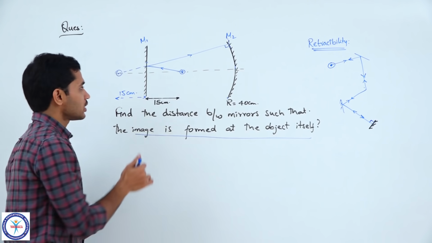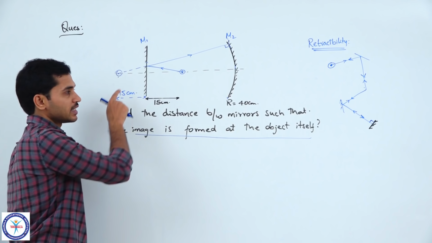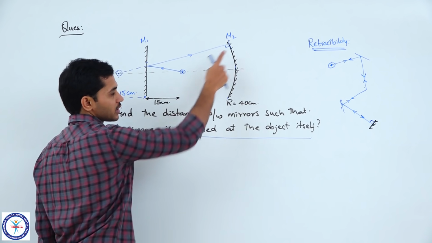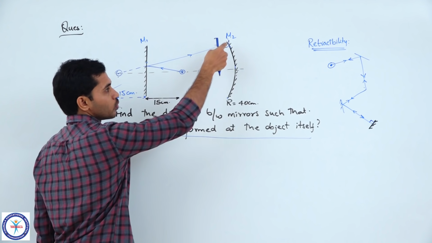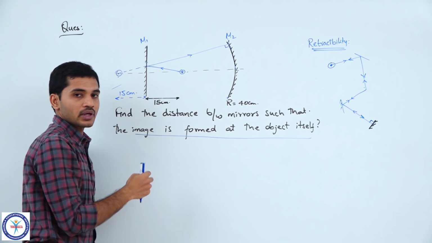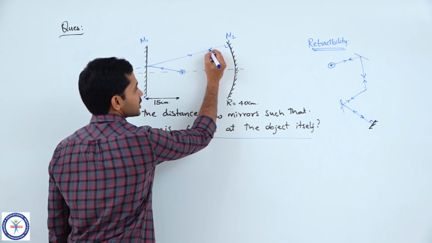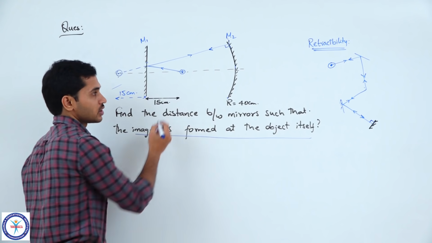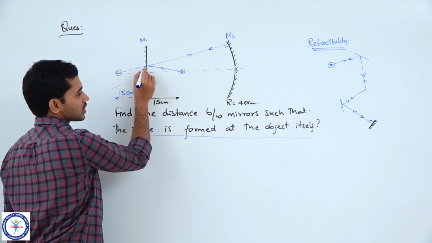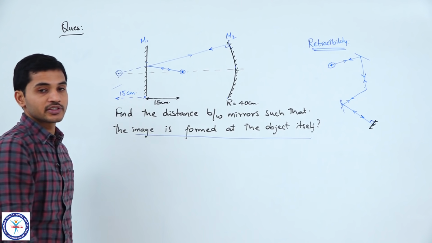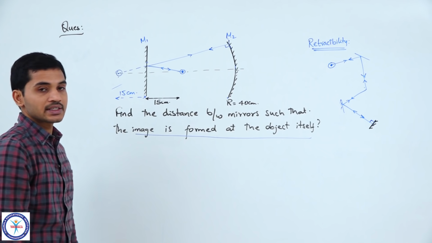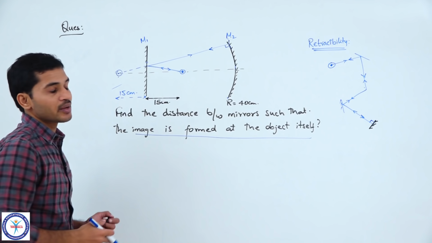I will repeat once again, if this point is the center of curvature of this mirror, then the light ray which appears to come from this particular point will strike the mirror normally. It means that it just retraces in the opposite direction, and it just goes back, once again reflects here, once again retraces its path, and the image will be formed at this position. So, that is the idea. So, this is what happens.